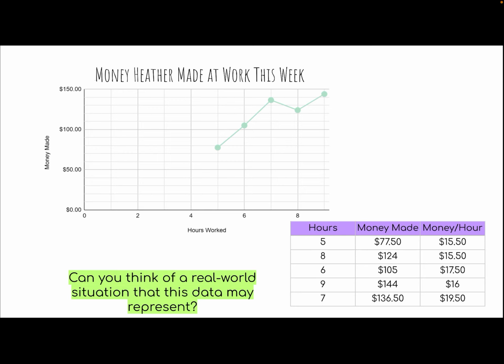This is a graph showing the money that Heather made at work this week. Notice the graph is not a straight diagonal line, and the graph would not go through 0, 0.